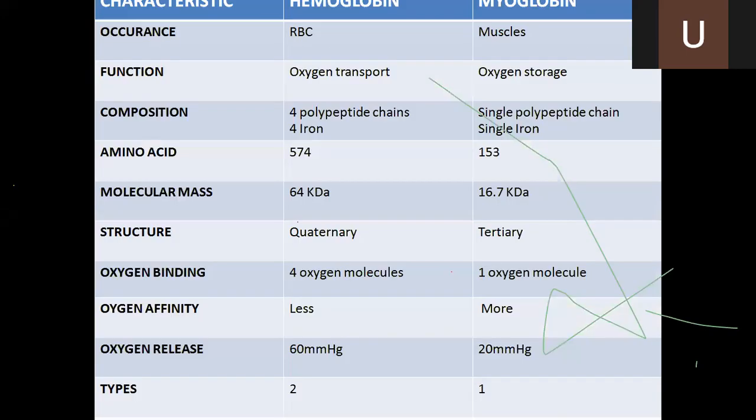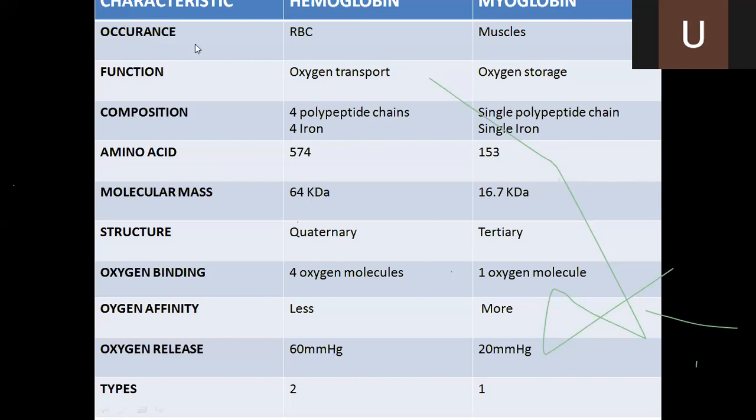Okay. Now, this is a table which represents the differences between both the respiratory pigments. If you remember this table, it will become easy for you to remember the lecture. Also, sometimes the question comes to differentiate between the hemoglobin and the myoglobin. So this table will help you in that. Here you have the characteristic, here it is the hemoglobin, and here these are the myoglobin.